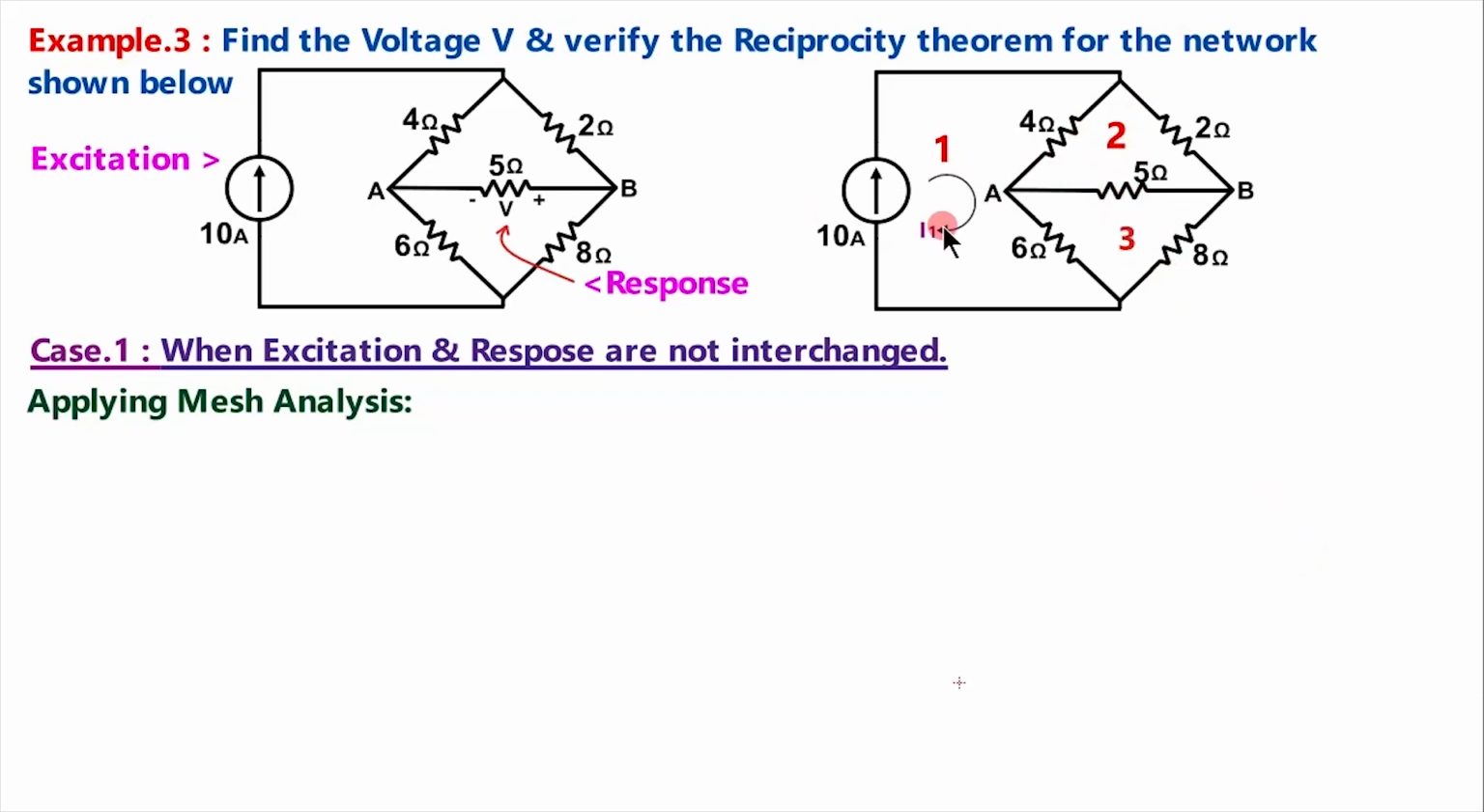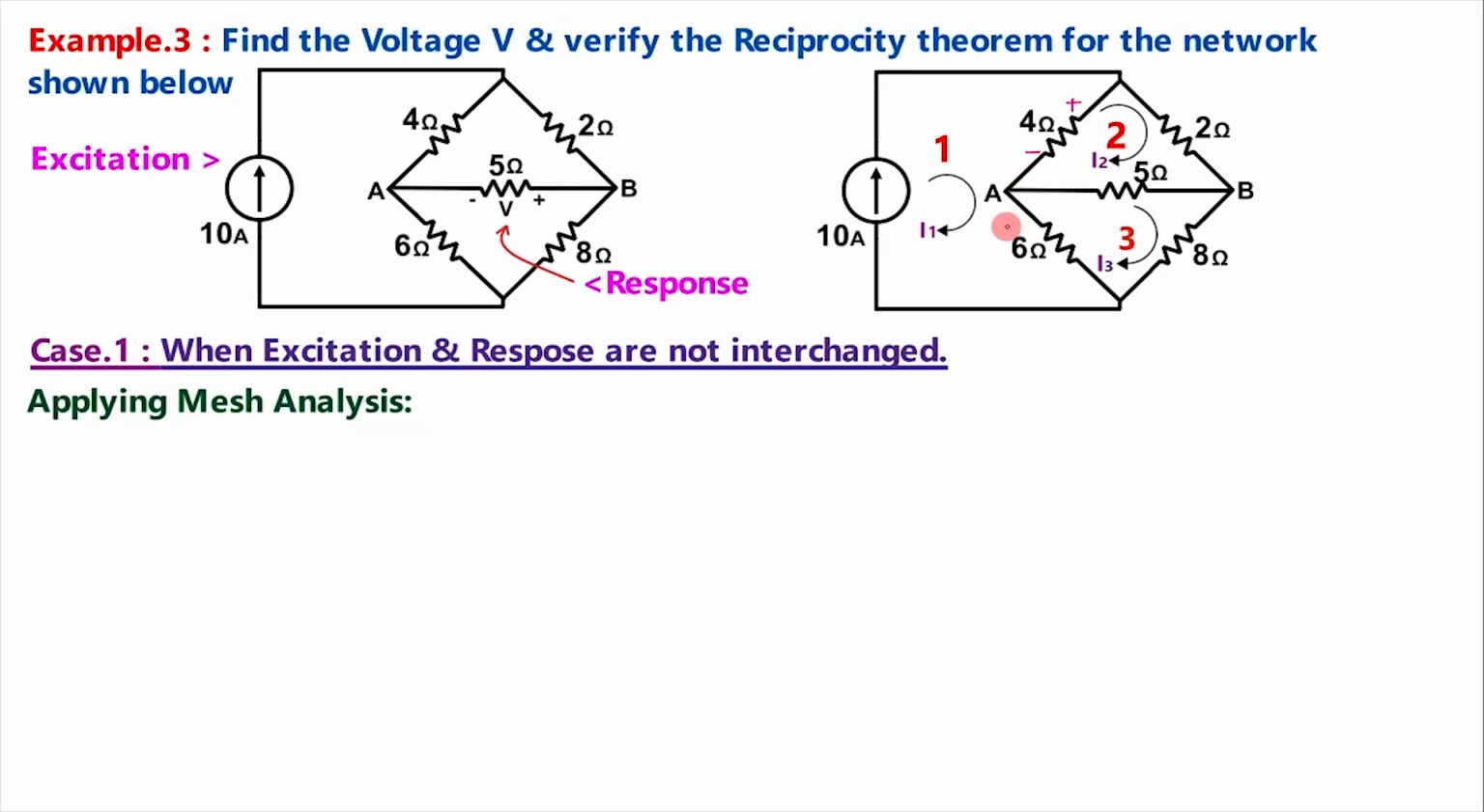Let I1 be the current flowing in mesh 1, I2 the current flowing in mesh 2 and I3 the current flowing in mesh 3. Next, let us mark the polarities of the voltage drops in these resistances. See, in mesh 1, as current is flowing in this way, here current is entering, so this is plus and the leaving point is minus.